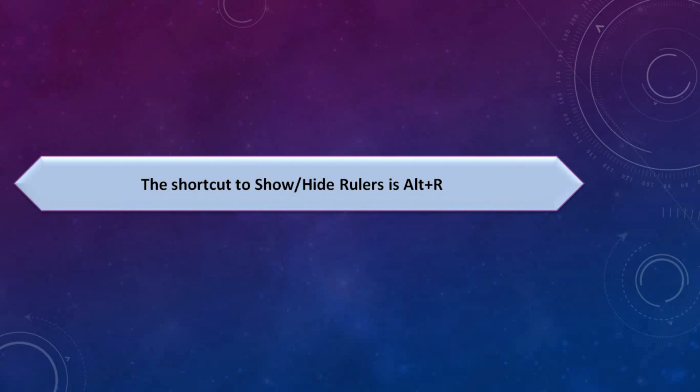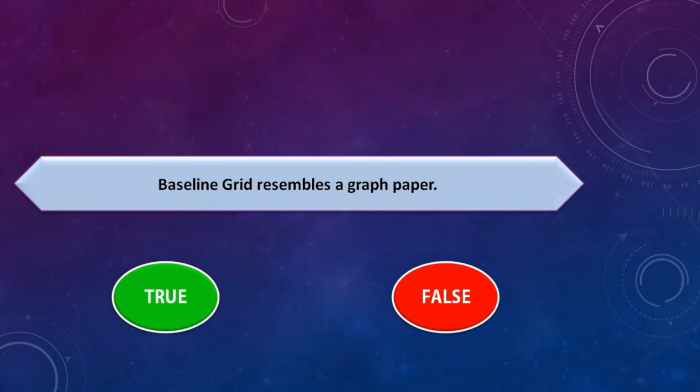The shortcut key to show or hide ruler is Alt-R. True or false? The answer is false. The shortcut key for show or hide rulers is Ctrl-R, not Alt-R. So the answer is false. Baseline grid resembles a graph paper. True or false? The answer is false. So baseline grid will resemble a ruled notebook paper, whereas document grid resembles a graph paper. Hence the answer is false.